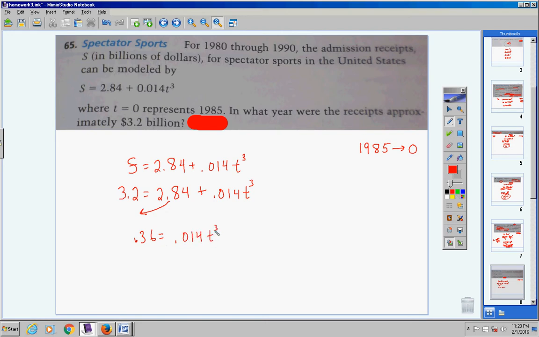So 0.36 equals 0.014 t cubed. Now, in order to get t cubed by itself, we're going to divide both sides by 0.014.